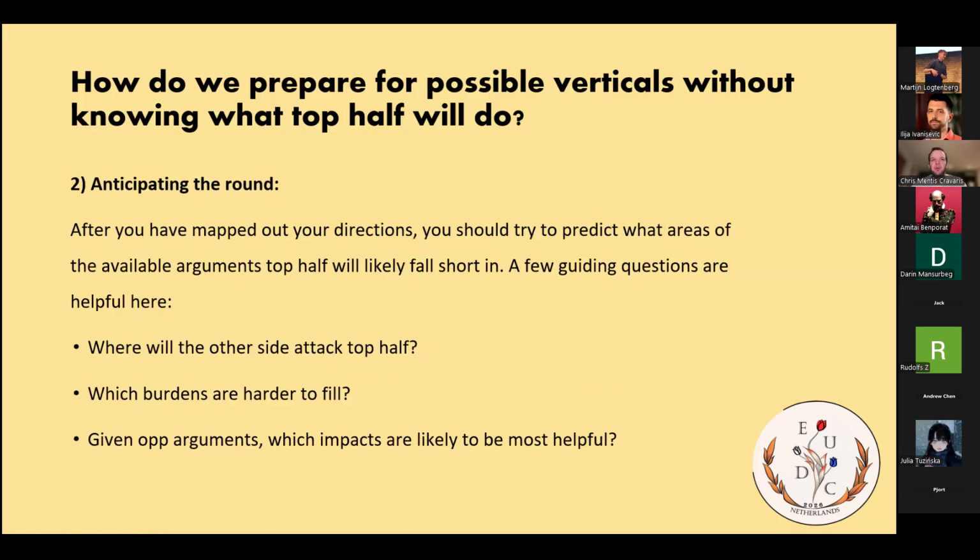Okay. So next slide, and I'll just speed through this here. The main thing is, after you've mapped this out, try to figure out how top half is going to do and where the rebuttal is going to go. I think I've basically already covered this.